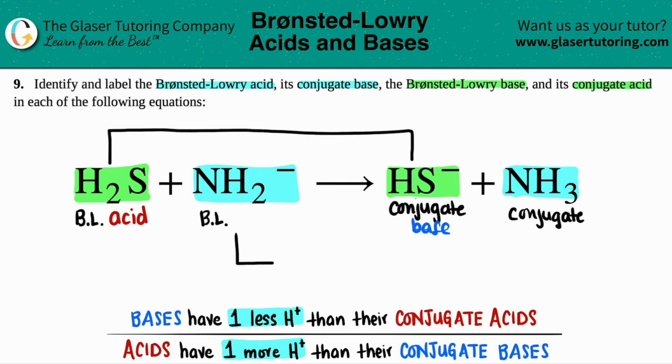So I'm going to pick these two. Let's see. NH2 minus, 2 hydrogens. NH3, 3 hydrogens. Acids always have one more. So if that's the case, this has to be the acid, and that makes this the base. And notice that on one side of the equation, you have one acid and one base. You can never have two acids or two bases on one side of the equation. So if that happens, just stop, go back, and try to fix it because that was a mistake. That's a good way to check yourself.